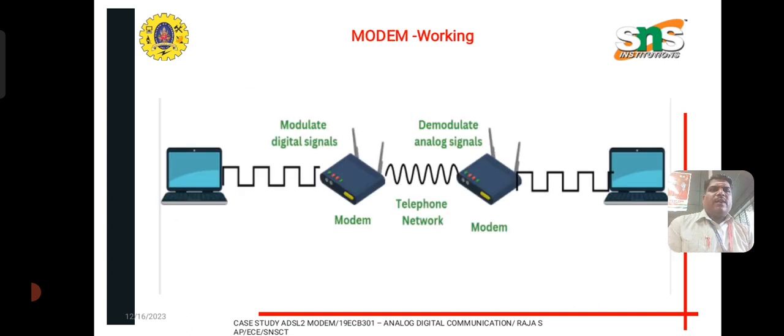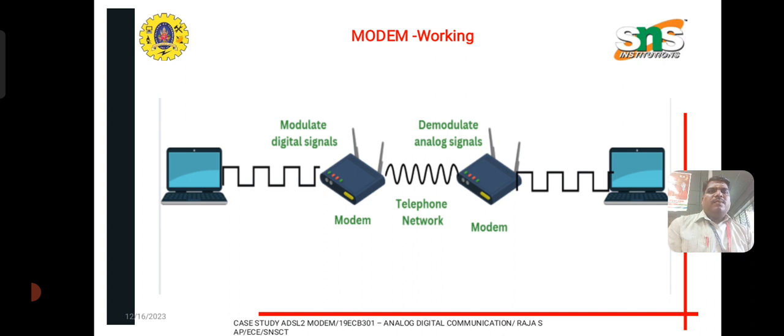Next, how the modem works. If you see this figure, the left-hand side is the laptop which is the primary device, and the right-hand side is the laptop which is the secondary device. That is, the user can access the internet using the modem. The signal has to be transmitted from sender to receiver. First it will be modulated. Modulation, as you know, is the process of adding a message to the carrier signal. So from the first to the second modem there is a modulated signal.